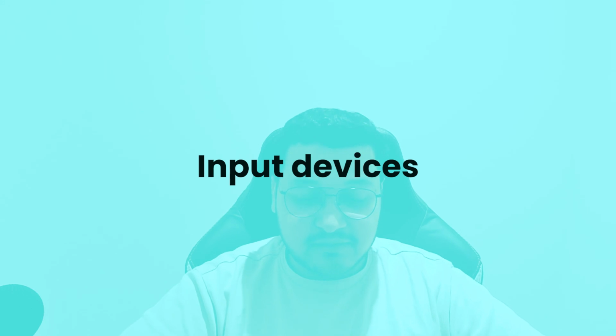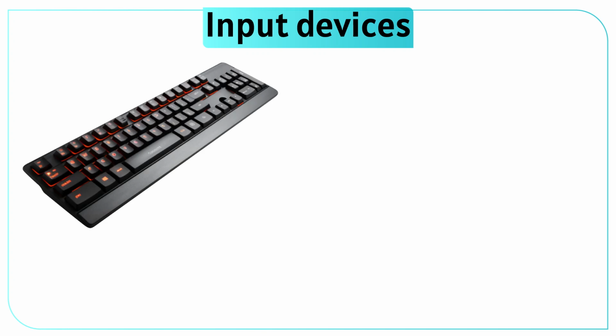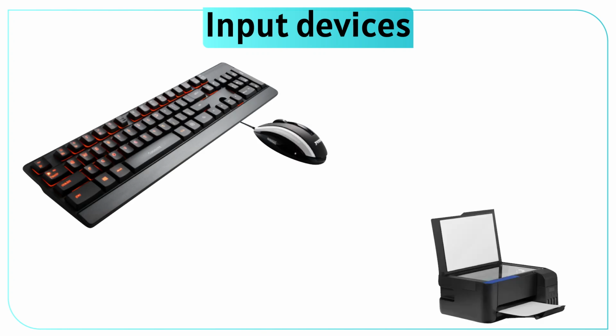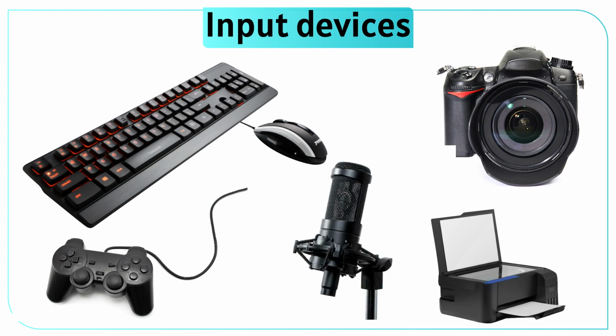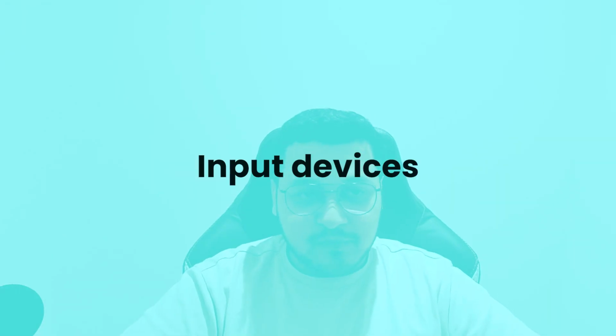So the first thing is an input device. You need a device to pass on some instructions to the computer so that it can do the desired processing for you. These could be a keyboard, a mouse, a scanner, a digital camera, a joystick, microphones, everything using which you can send information into the computer. That is called an input device.